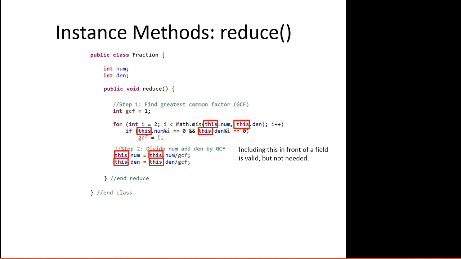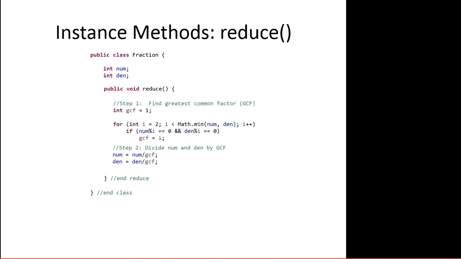Including this in front of a field is valid but is not needed. So when we talk about the implied object's field, we can say this.num, this.denominator. People often don't do this. So what this would actually look like is people would write it like this.